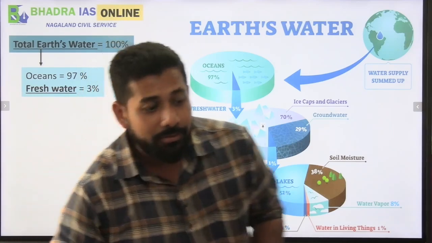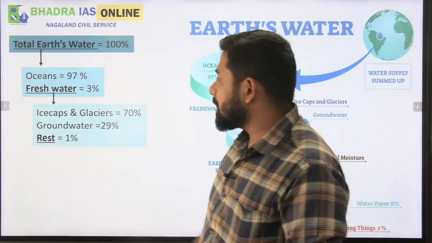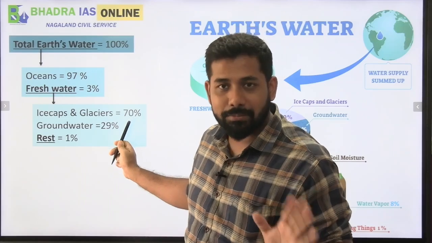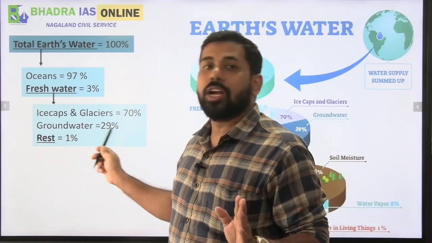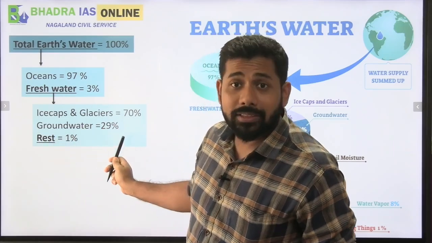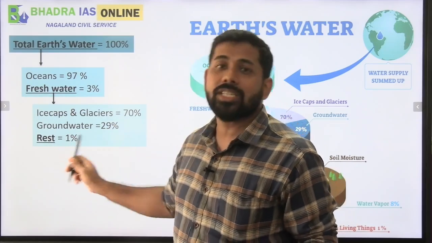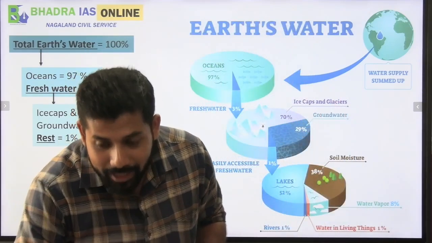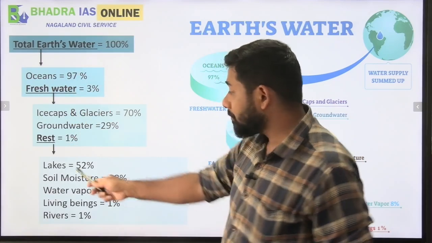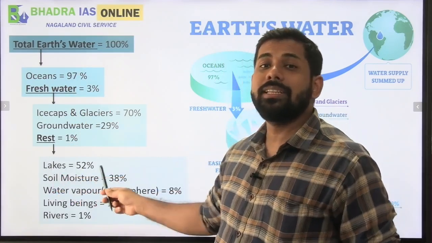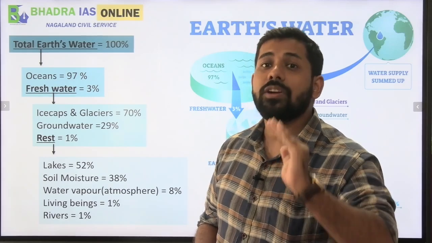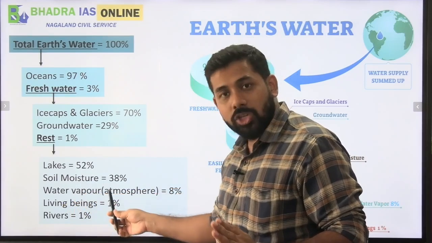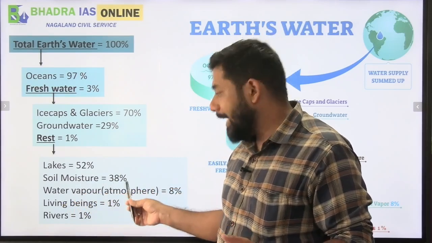If we again break down this statistic, we can clearly see that ice caps and glaciers account for roughly 70%, groundwater roughly 29%, and the rest is 1%. Now in that remaining 1%, we find that the maximum water is in lakes, which account for roughly 52%. Then comes soil moisture, which accounts for roughly 38%.